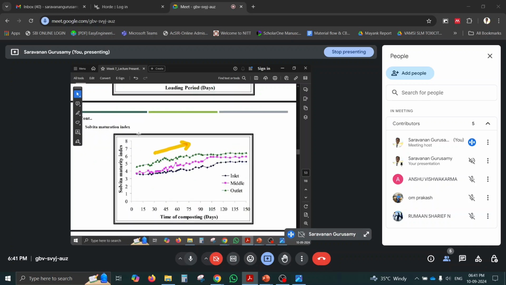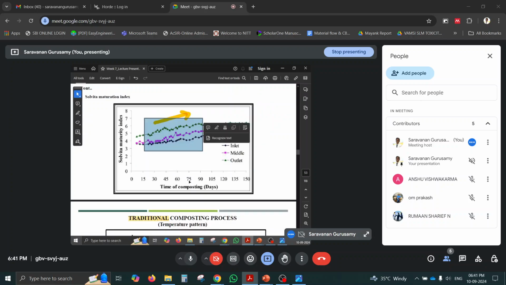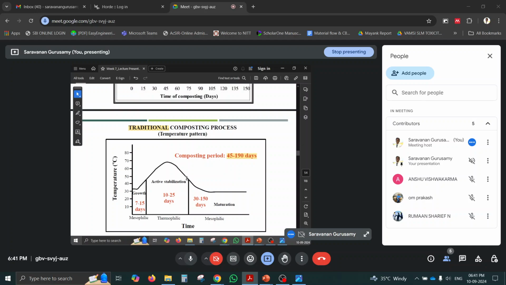And then Solvita maturity index. This is the one used to identify the oxygen utilization rate and the CO2 emission rate. So Solvita maturity index will be increasing. After some days, it will become stagnant. Initially, it will emit more CO2, then it will become stagnant. So this is the traditional composting process.